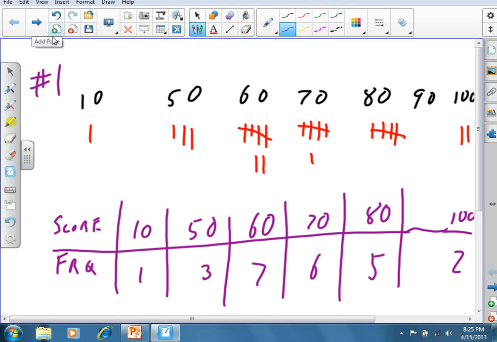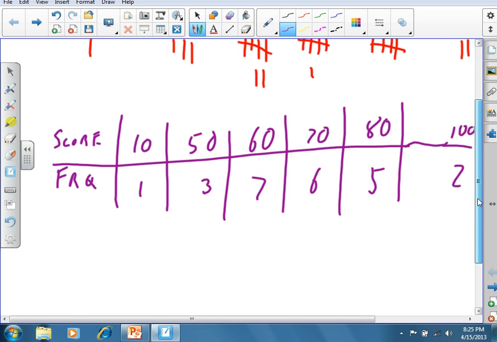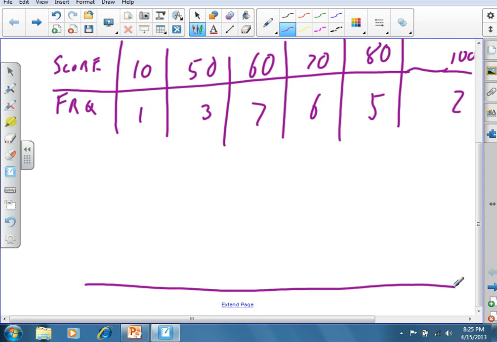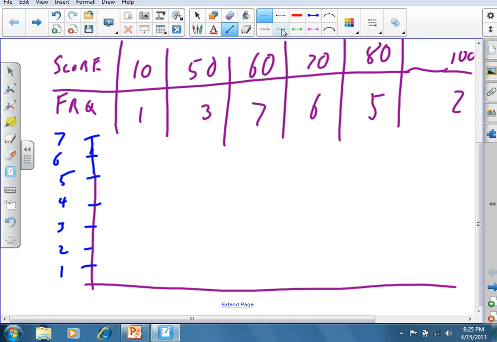All right, number 2, make a bar graph showing the actual frequencies of the test scores. Okay, I'm going to make a bar graph now. 1, 2, 3, 4, 5, 6, 7. And I bet you I can use something like that.